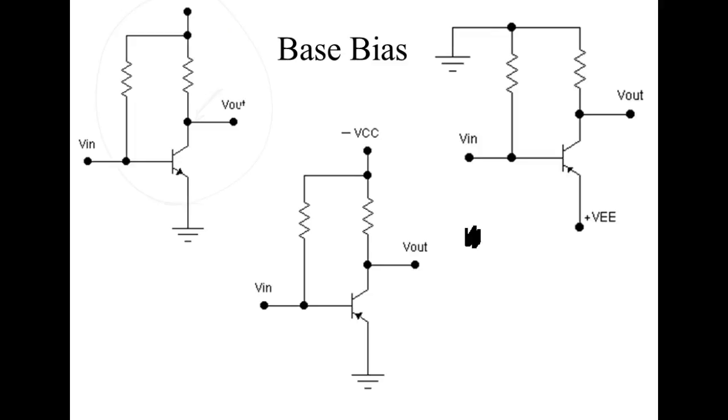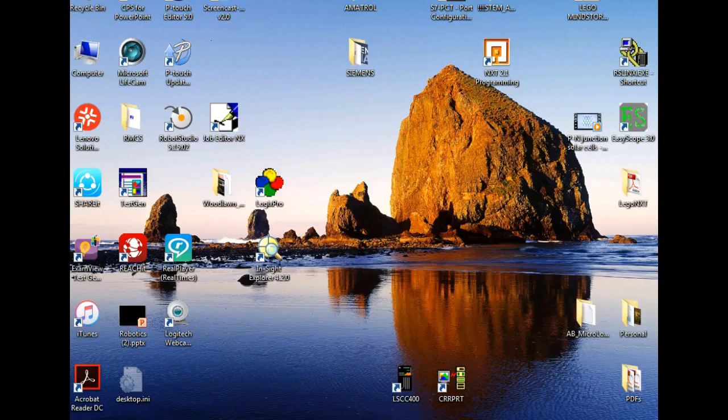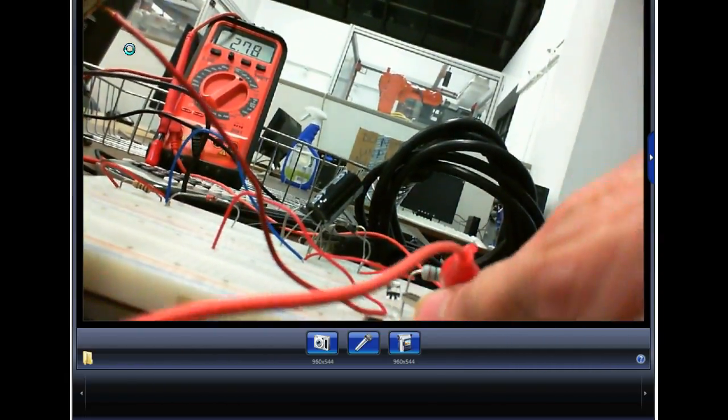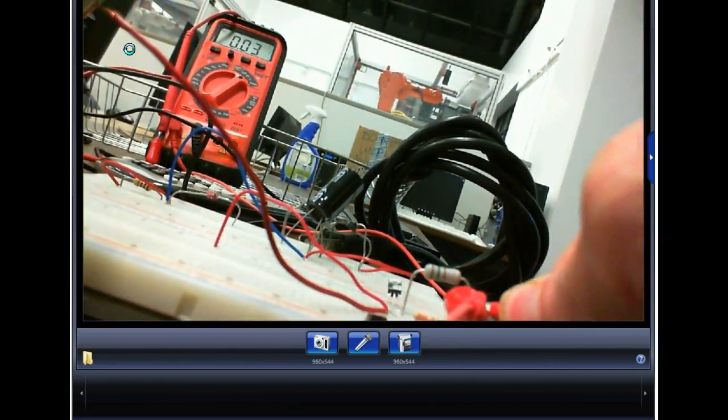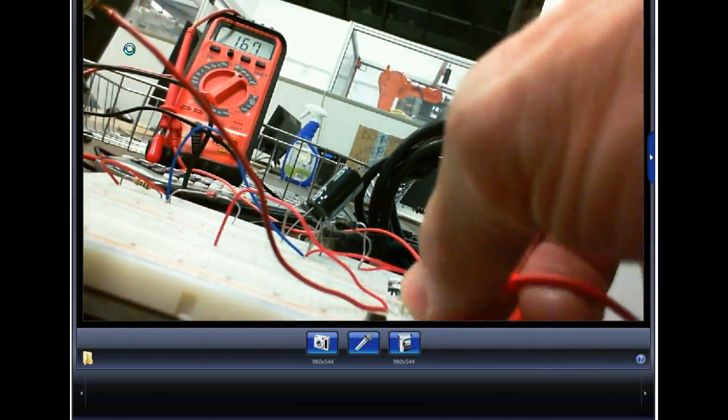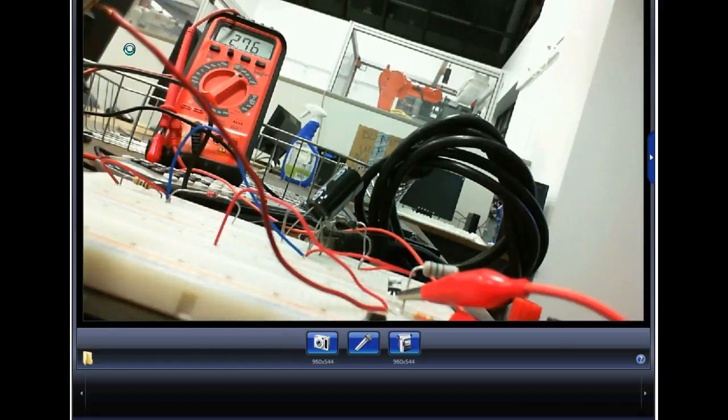Let's turn it on, and we're measuring about 3 volts. I need another meter. That's okay, I'll just move it over. So my VCC supply voltage is set at 6 volts. Right here I got 3, so I've got to drop in 3.7. So we're operating in the active region, right?